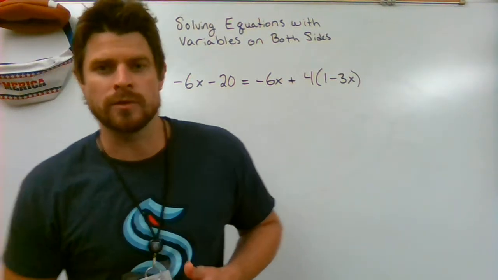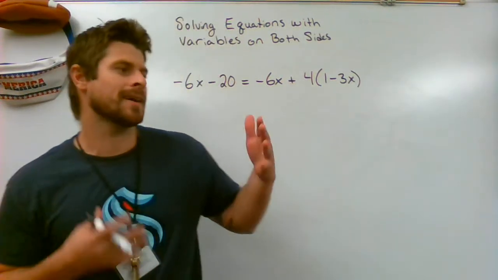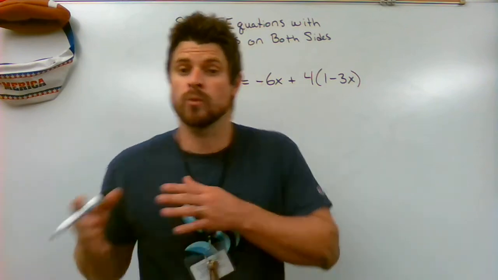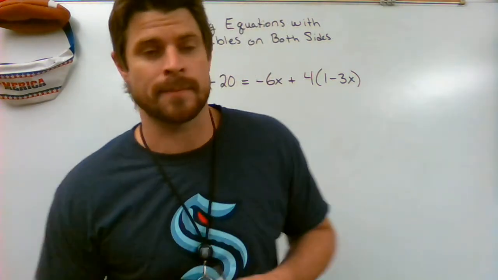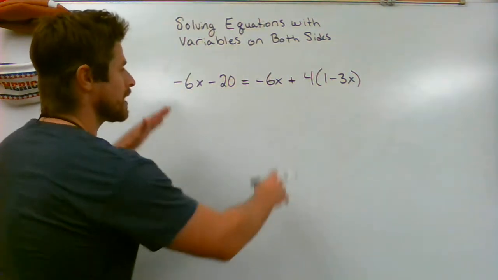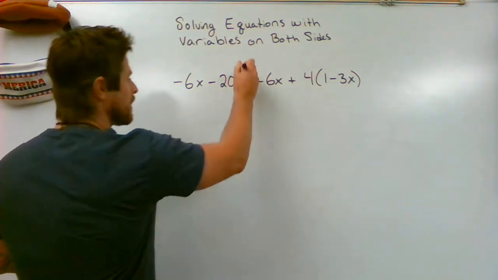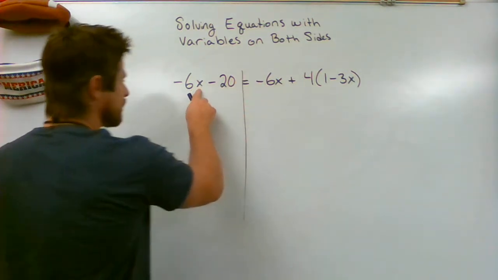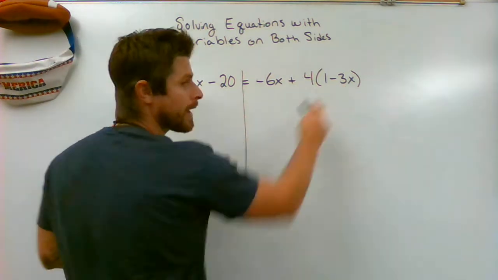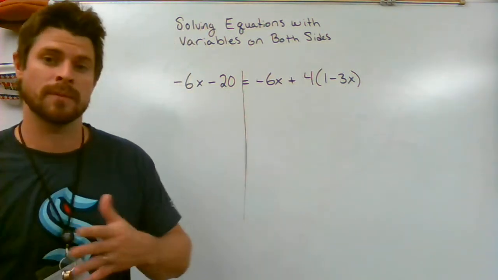All right, you've been taught how to do the distributive property. You've been taught how to combine your like terms. You've been taught to do the one step, the two step, the multi-step. And now what we're going to do is teach you how to solve an equation that has variables both on the left side and on the right. So this is an equation that has variables on both sides.